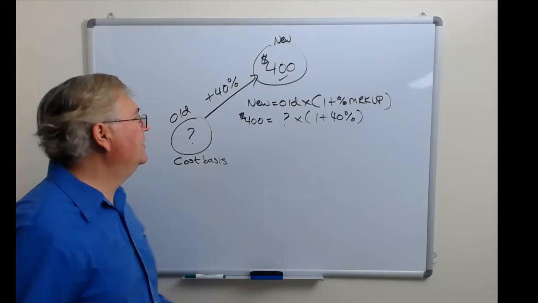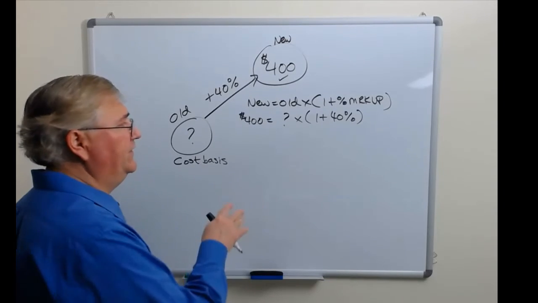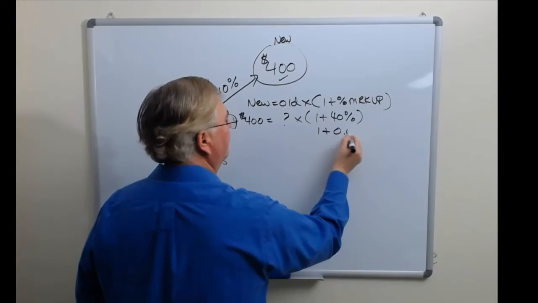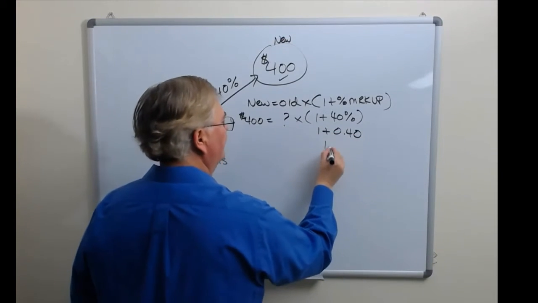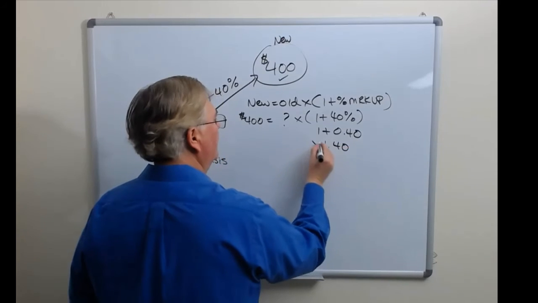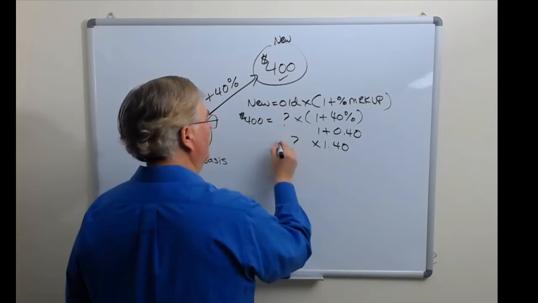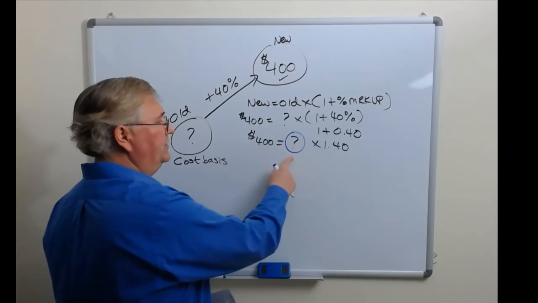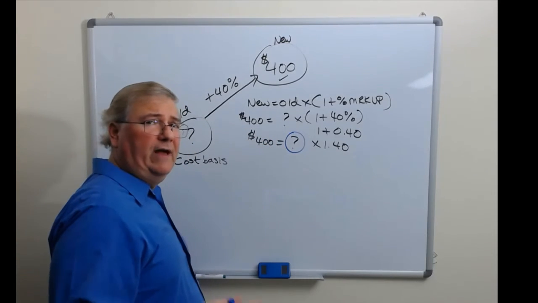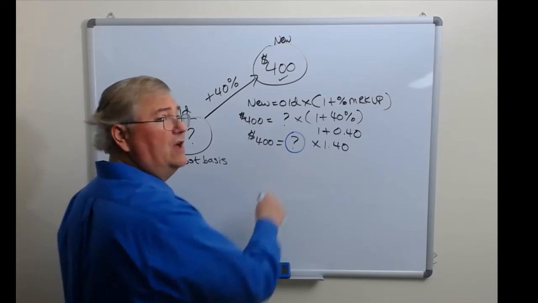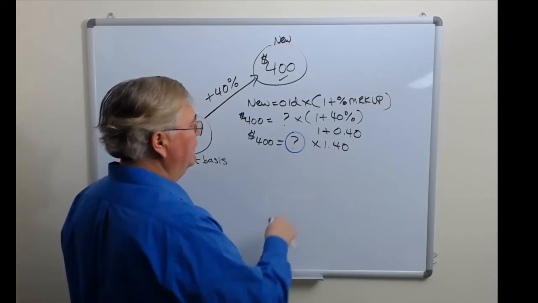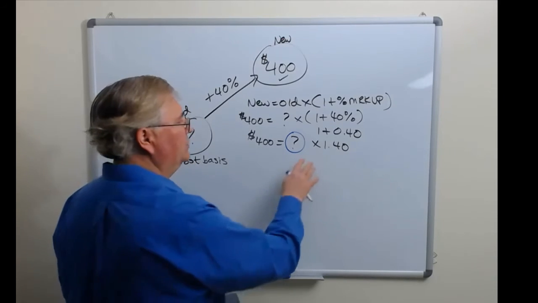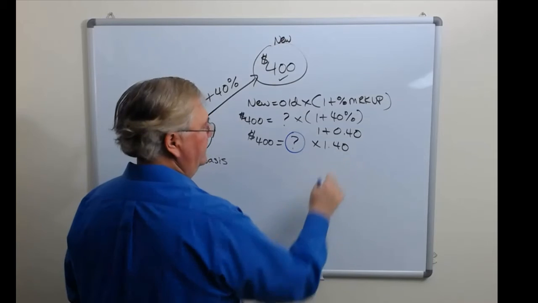Next, we have to do some number crunching. So remember, we work the parentheses first. 1 plus 40% is 1 plus 0.4, which is the same thing as 1.40 multiplied by question mark, and that should equal $400. So once again, we're presented with this question mark, this valuation that we're trying to solve for. And in order to solve for it, we need to isolate it on one side of the equation here. In other words, we have to get rid of this term right here.